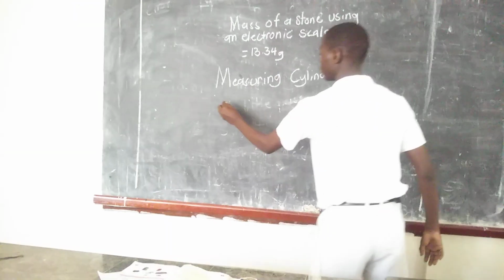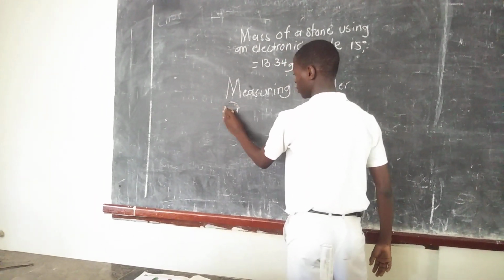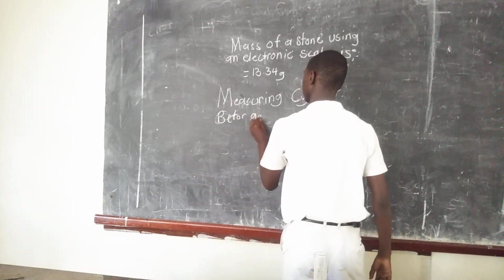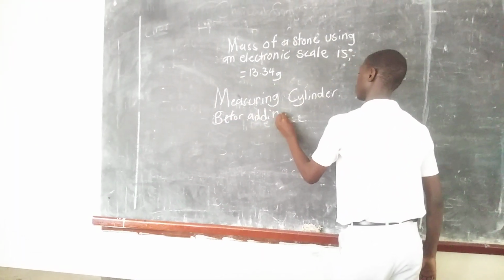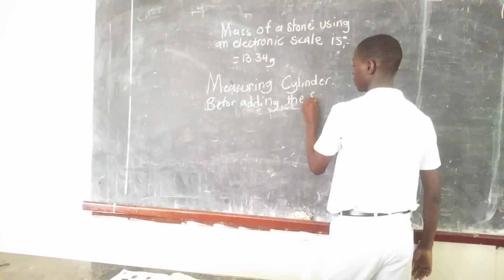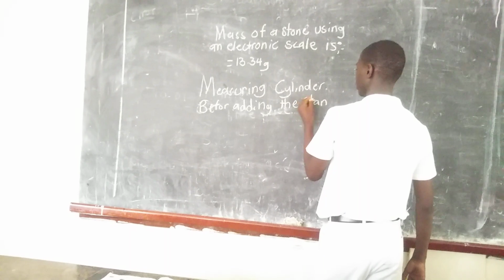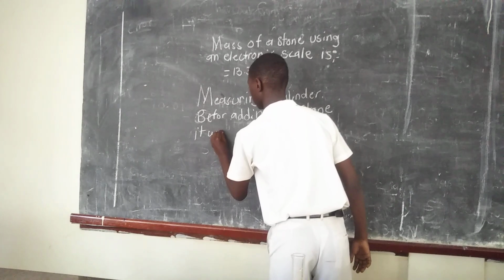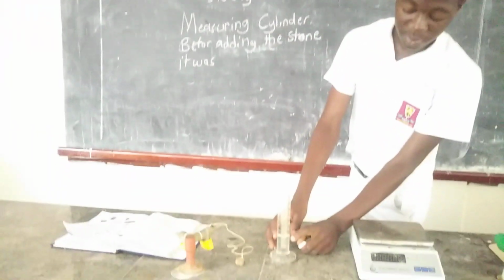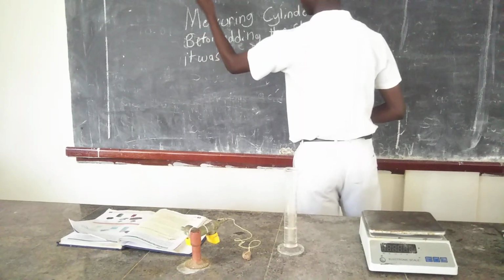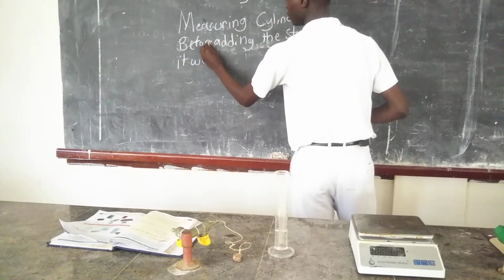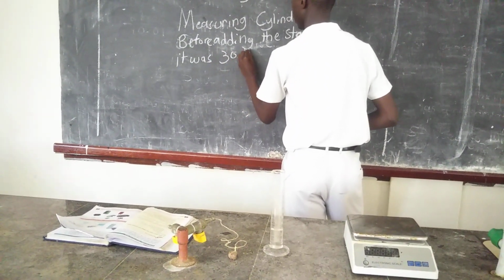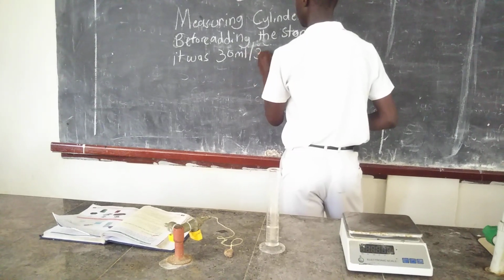So the original readings, before adding the stone, it was 30 milliliters, as you see here. So I'll say the measuring cylinder before adding the stone is 30 milliliters, or I can say 30 centimeters cubed.